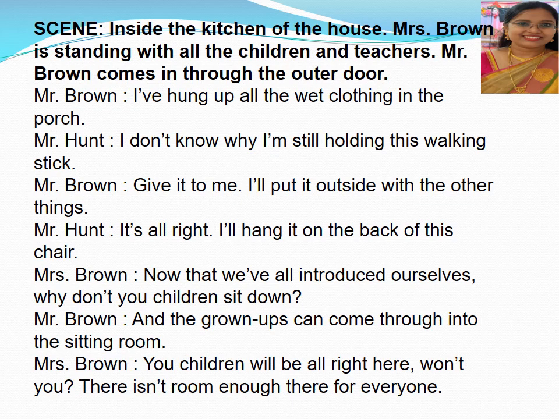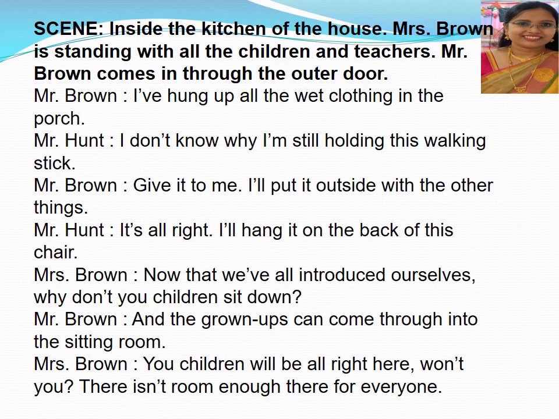Mr. Brown: I have hung up all the wet clothes in the porch. Mr. Hunt: I don't know why I'm still holding this walking stick. Mr. Brown: Give it to me. I will put it outside with the other things. Mr. Hunt: It's all right. I will hang it on the back of this chair.